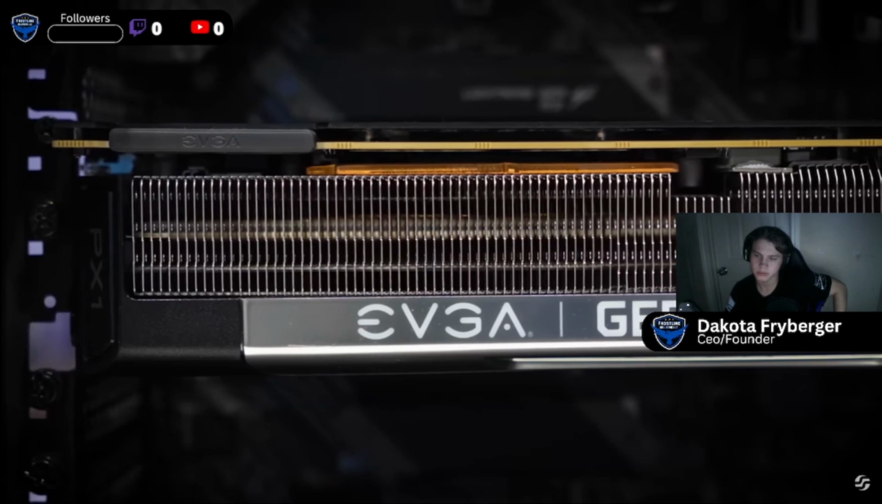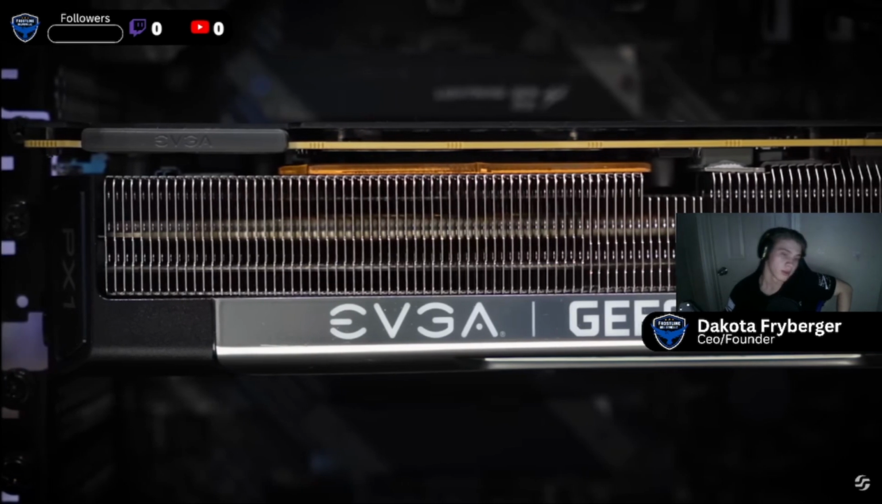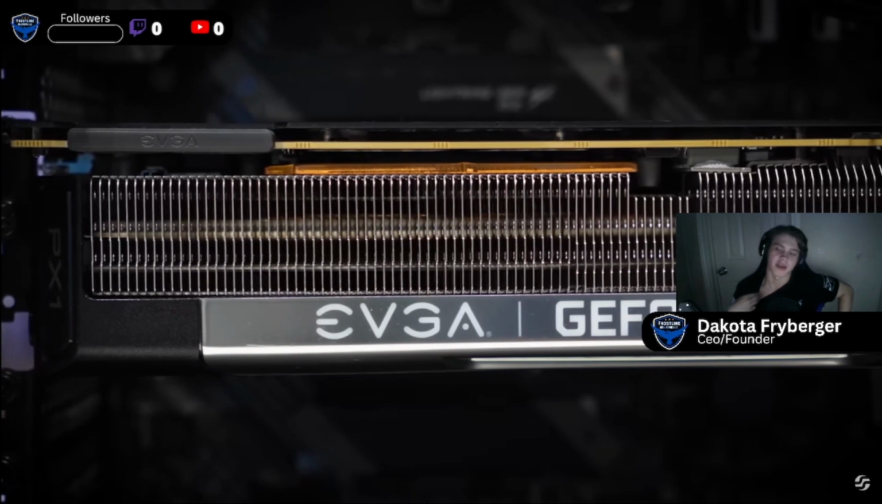I'm gonna give him a much more discreet bracket to keep this graphics card upright. This is a very expensive EVGA 3090 again. The fact that EVGA doesn't even make graphics cards anymore, that's a relic right there.